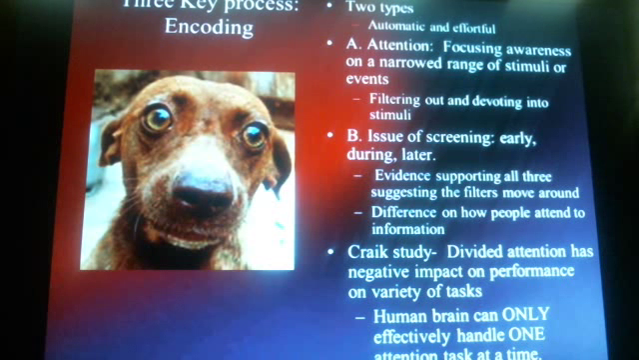Now, there was a study done by Craig, and this study by Craig was very important because it was able to talk about dividing attention. And this was dealing with the negative impact that this has on performance in a variety of tasks. What the Craig study basically did is it looked at a series of students all across campuses across the United States. It brought them in and had them do a simulation driving test.